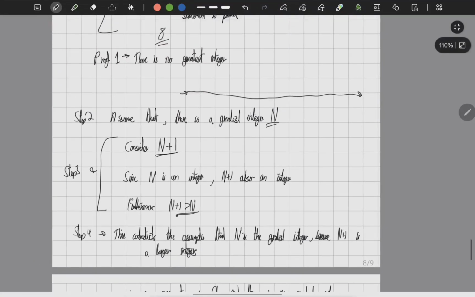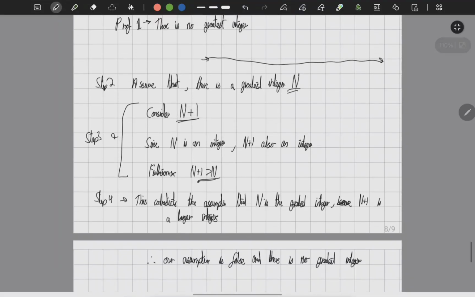Okay, so that's the first one. It's really simple. You could say, instead of this step, you could do loads of things. You could say 2n, because that's also an integer and that's bigger than n. You don't even have to add 1. You could add any positive number and this would work. So yeah, that is our first proof.